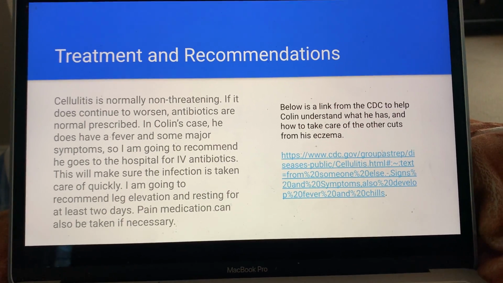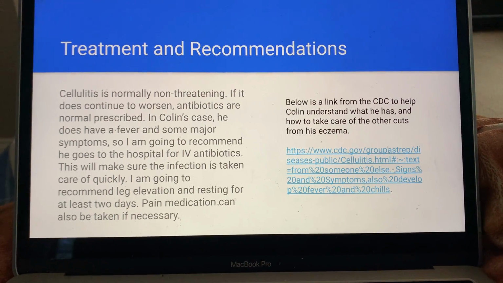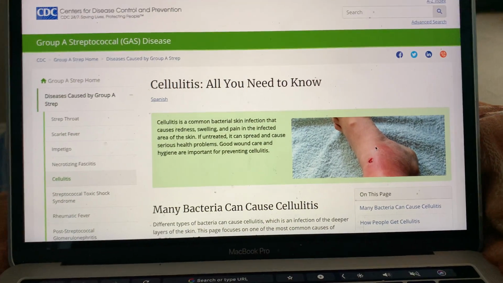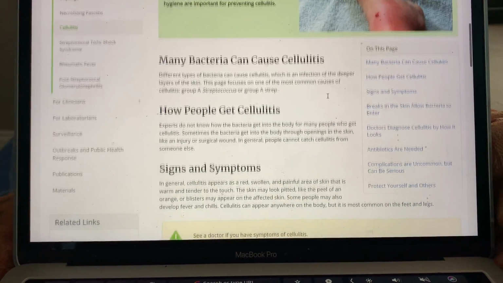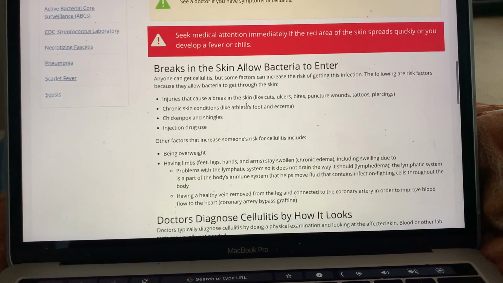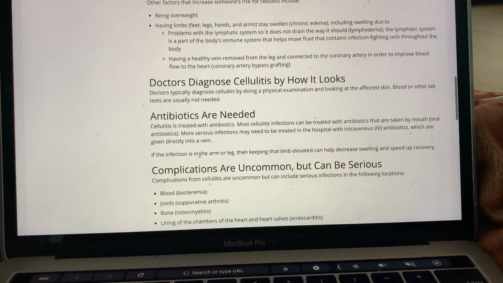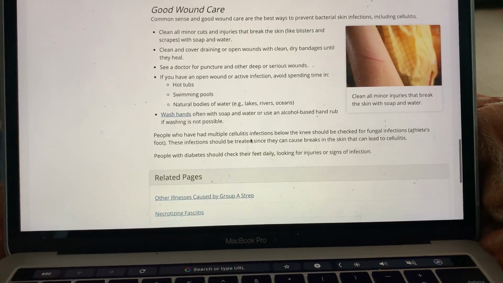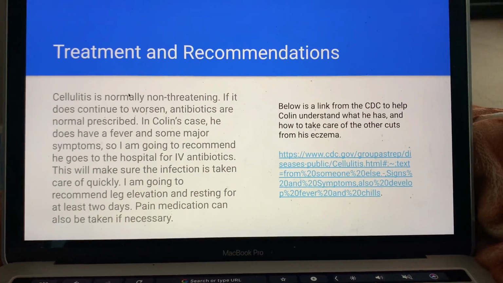Below is a link from the CDC to help Colin understand what he has and how to take care of the other cuts from his eczema. This website will be helpful because it shows Colin exactly what he needs: cellulitis, all you need to know, the bacteria that causes it, how people get cellulitis, signs and symptoms, and breaks in the skin. This is important because Colin has eczema. He knows how it looks now, but antibiotics are needed, and complications can be serious, so he can know how to protect himself with good wound care. I think all of this is very important because he has eczema, so it's likely that it might happen again.